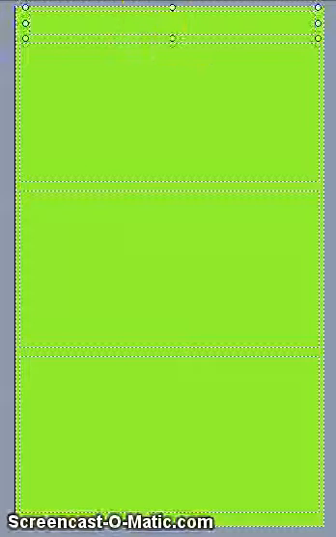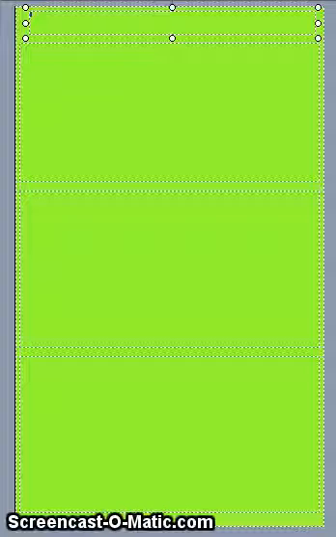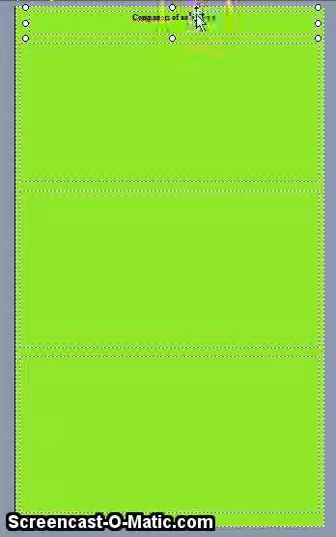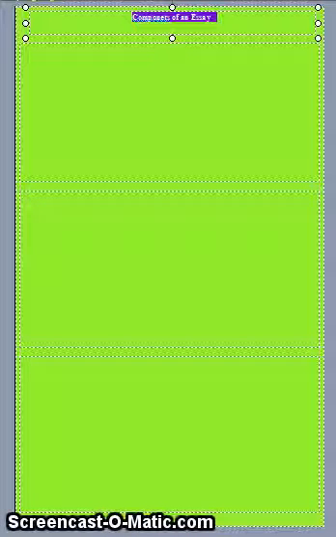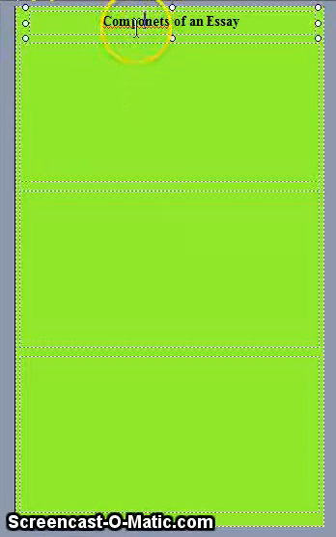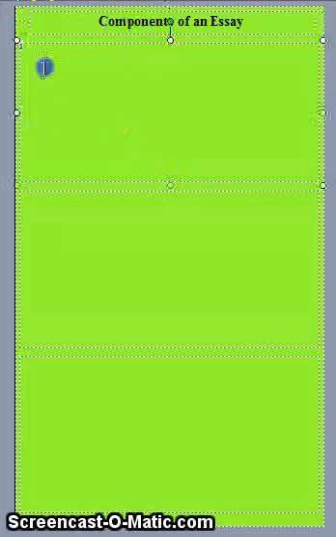And at the very top, you're going to name this Components of an Essay. And I'm going to type this at the same time as I'm going through it with you so that you can see as I'm building it and I'm describing it. I don't type real well either, so just go with the flow on this.